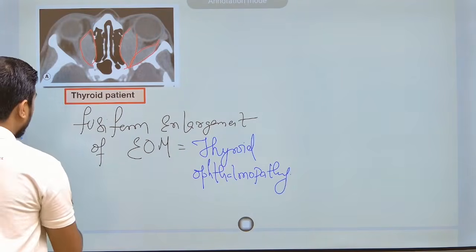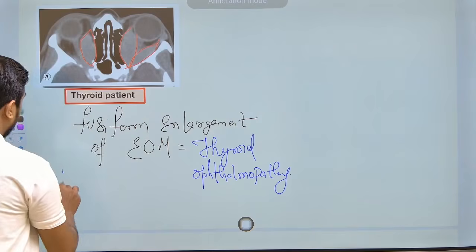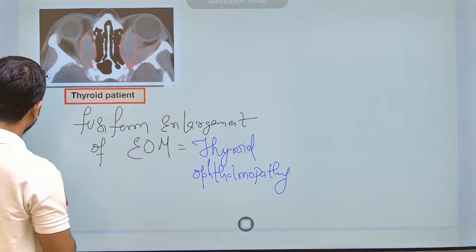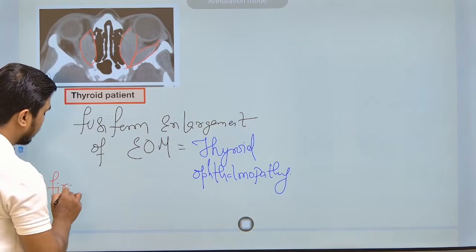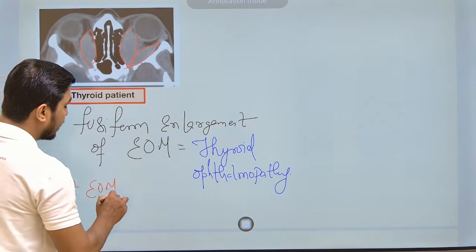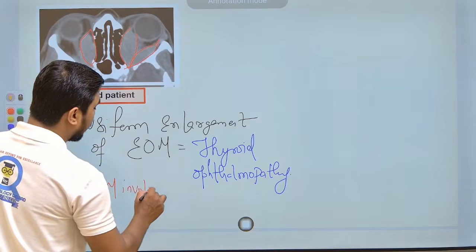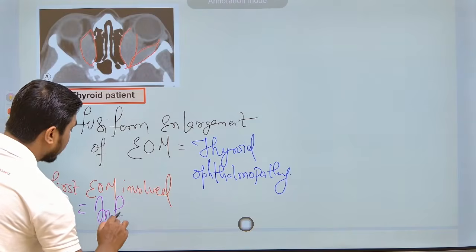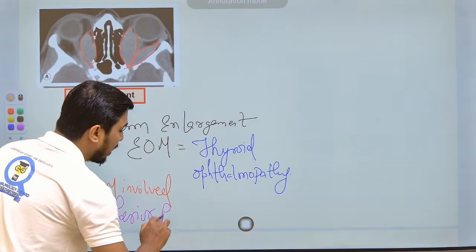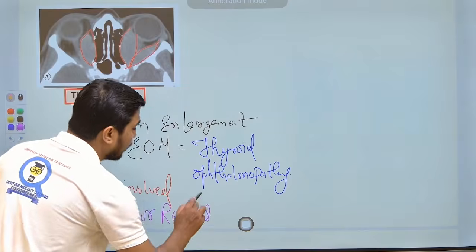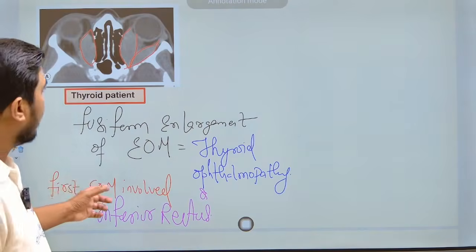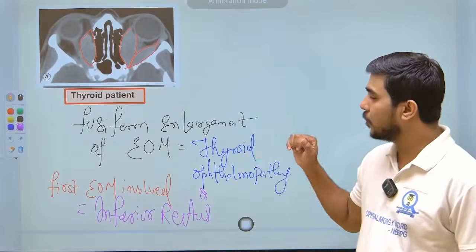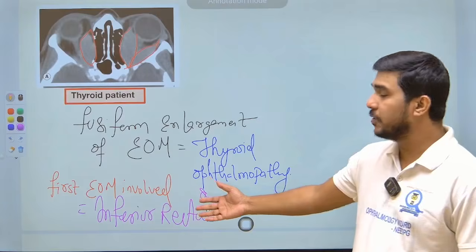So what is the most common first extraocular muscle involved? कौन सा होता है? वो होता है inferior rectus. This is also a very important question. So this is a fusiform enlargement in this thyroid patient having thyroid ophthalmopathy, and the first extraocular muscle involved is the inferior rectus.